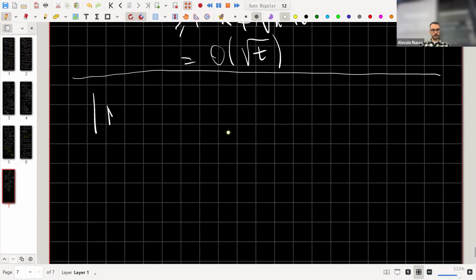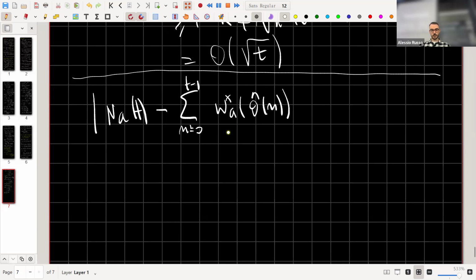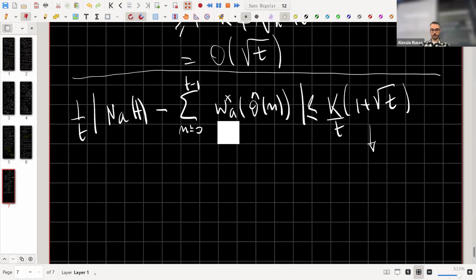So we have just shown that this difference, so now we have the W star, is upper bounded in absolute value by k times 1 plus square root t. So when you divide by t, this right-hand side will go to 0 as t goes to infinity.